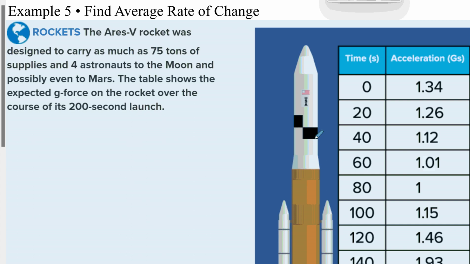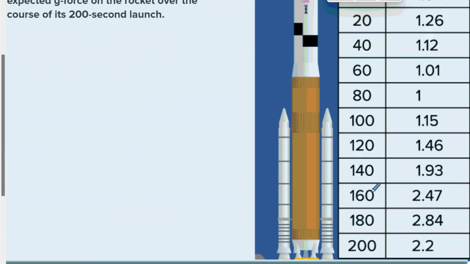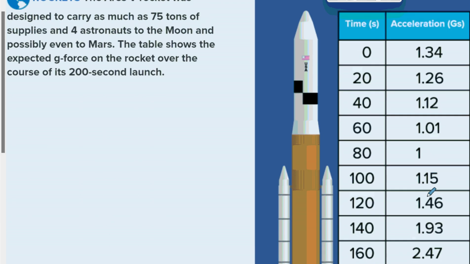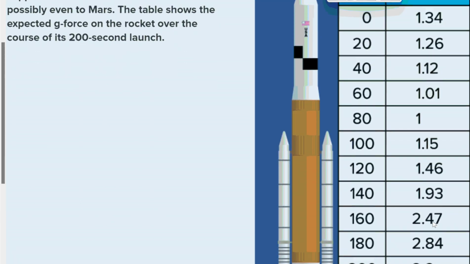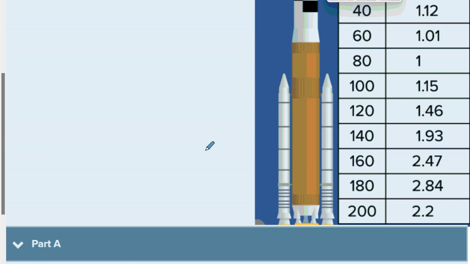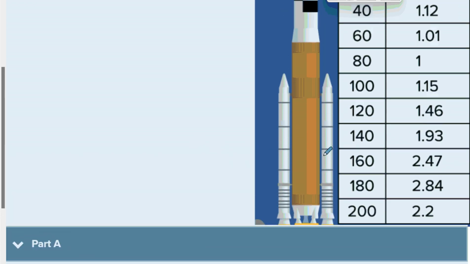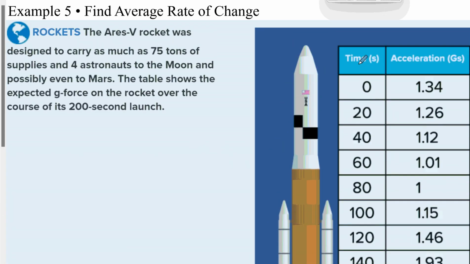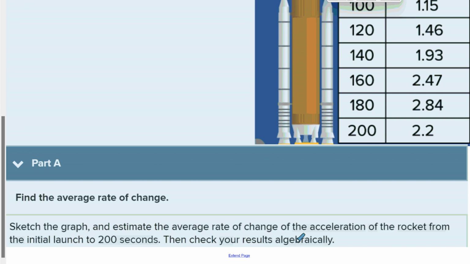And so we're going to look at this table, and here's the time in seconds, and then here is our acceleration in g-forces. So we want to first find the average rate of change, so we can sketch the graph and estimate. So again, we can go to our stat and edit and put in list 1, put in this one. So put in that as our L1, put in this as our L2, and we can go ahead and graph those on that.